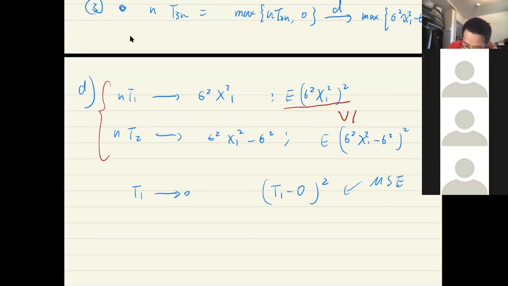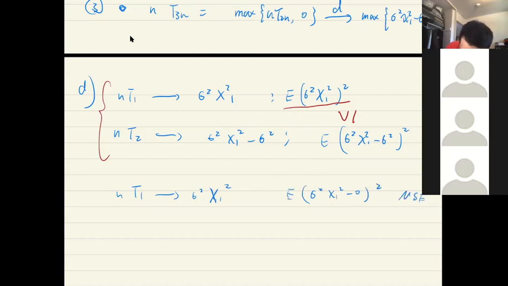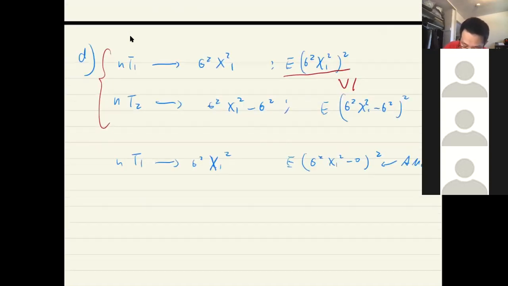So then we know the n T1 converges to this. And we use this one. This is like the mean square error. Okay, or you can say it is the total mean square error. Yeah. So that's the idea.